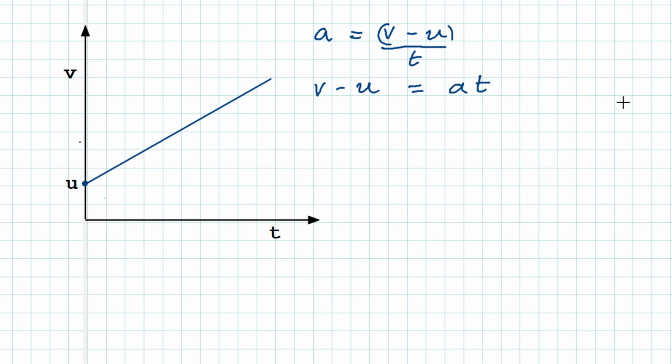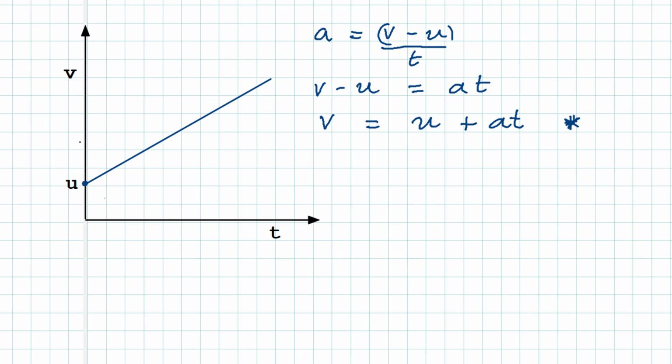Now we can take the u from this side of the equation and take it over to the other side, and it becomes plus, and our equation then becomes v, final velocity, equals starting velocity plus at. And that's a very important kinematic equation, because if we know the acceleration, if we know how long it was accelerating for, and we know the starting velocity, then we can compute the final velocity of the object. So that's a very good kinematic equation.